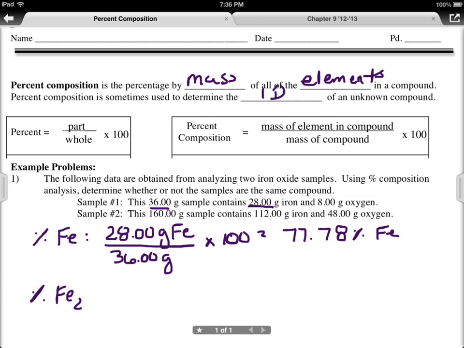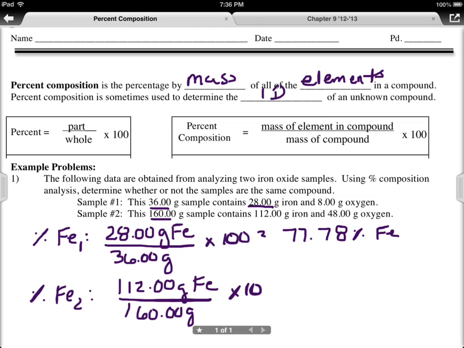Then I'm going to do the same thing for sample number 2. Maybe I'll put a subscript 2 here and a subscript 1 up above. So this sample has a lot more iron in it, but it's also a lot heavier. It's 112 grams of iron, and I'm going to divide that by the mass of the whole compound, or excuse me, the whole sample, which is 160.00 grams. And when I multiply that by 100, I get a percentage of 70%, which is actually less than the first sample.